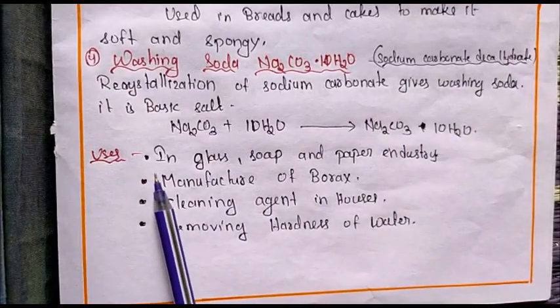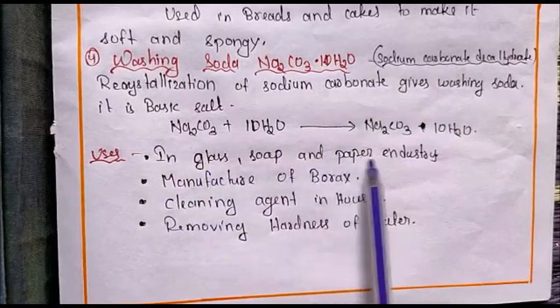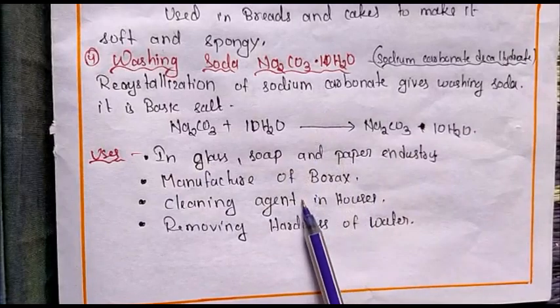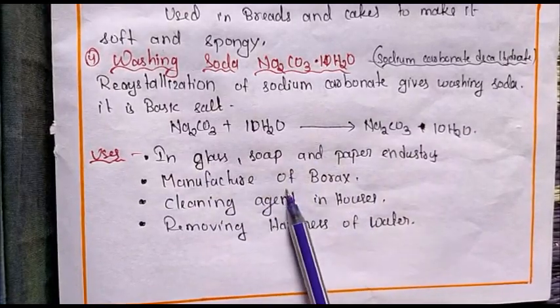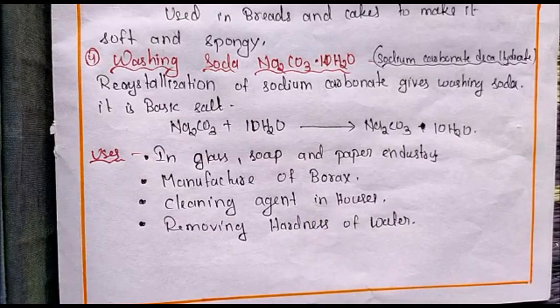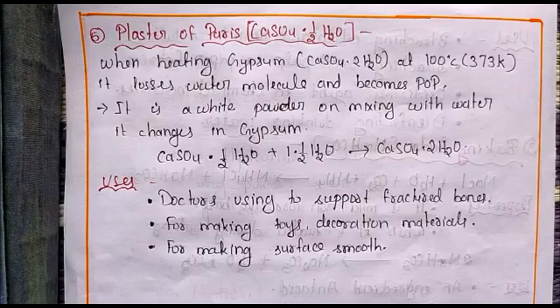Uses. Where is it used? In glass, soap and paper industry, washing soda is used. Manufacturing of borax. Cleaning agent in houses. It is also used as a cleaning agent, removing hardness of water. By adding washing soda, you can remove the hardness of water.